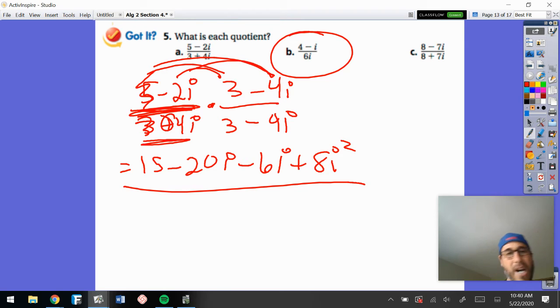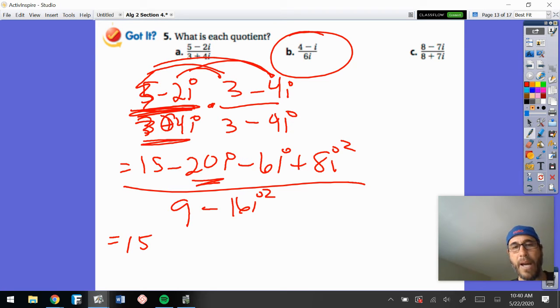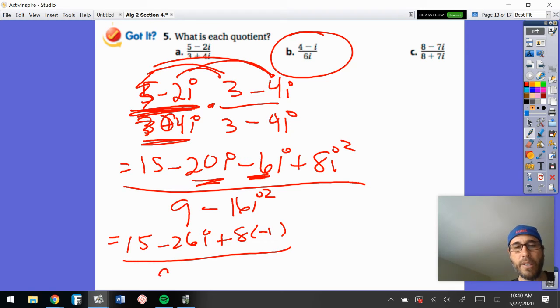Let's go shortcut. Now, if it's conjugates, we can do the shortcut, which is 3 times 3, which is 9. And the last guy times the last guy, which is negative 16i squared. So what do we get? We get 15. Combine those 2 guys, negative 26i. Ooh, I have an i squared. What's an i squared? That's a negative 1. 9 minus 16 times negative 1.